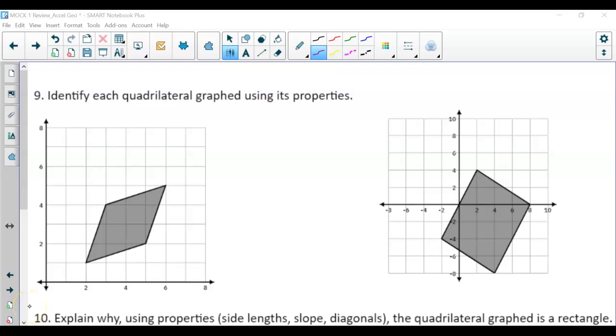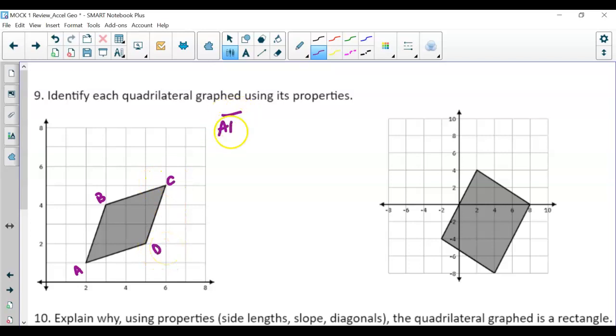Now in 9, 10, and 11, we're looking at our quadrilaterals here. So here, we need to identify the quadrilateral based on the properties. So I'm going to go ahead and label A, B, C, and D.